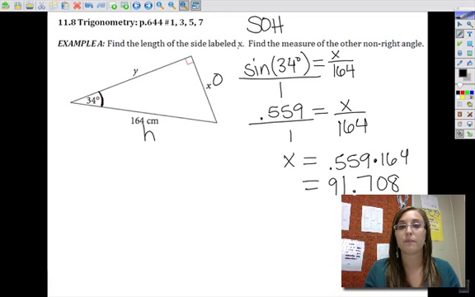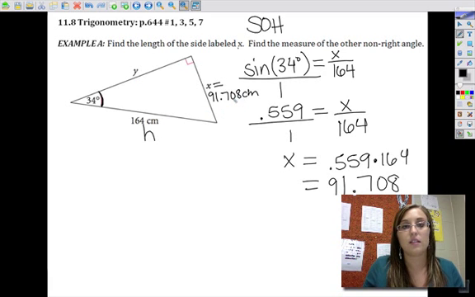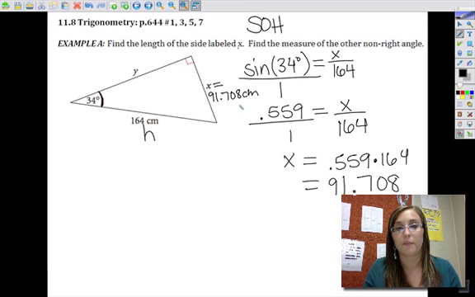All right? So that means that this side over here, x, equals approximately 91.708 centimeters. It's good that I got a number that's smaller than the hypotenuse, because this is one of the things I would do to check my work: the hypotenuse is always supposed to be longer than both of the legs. If I got a number bigger than 164, I would know that I messed up and didn't do the work correctly along the way.